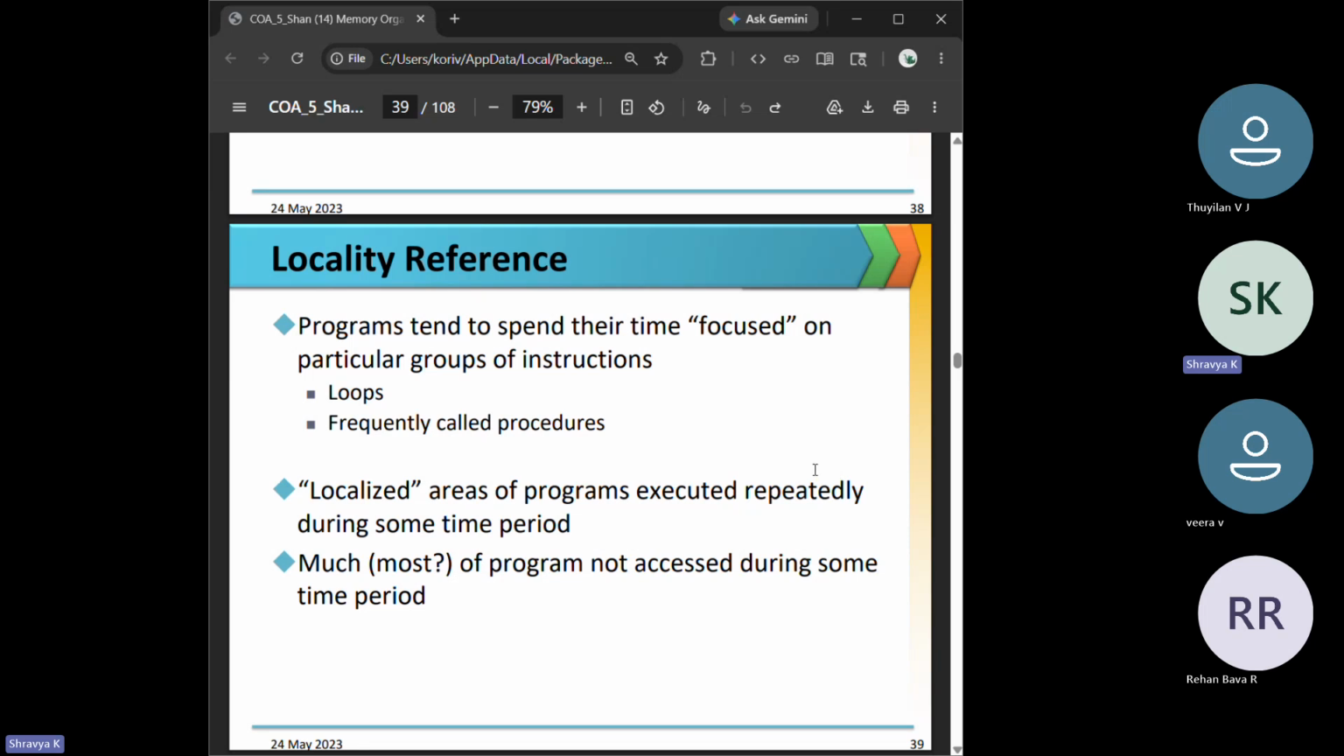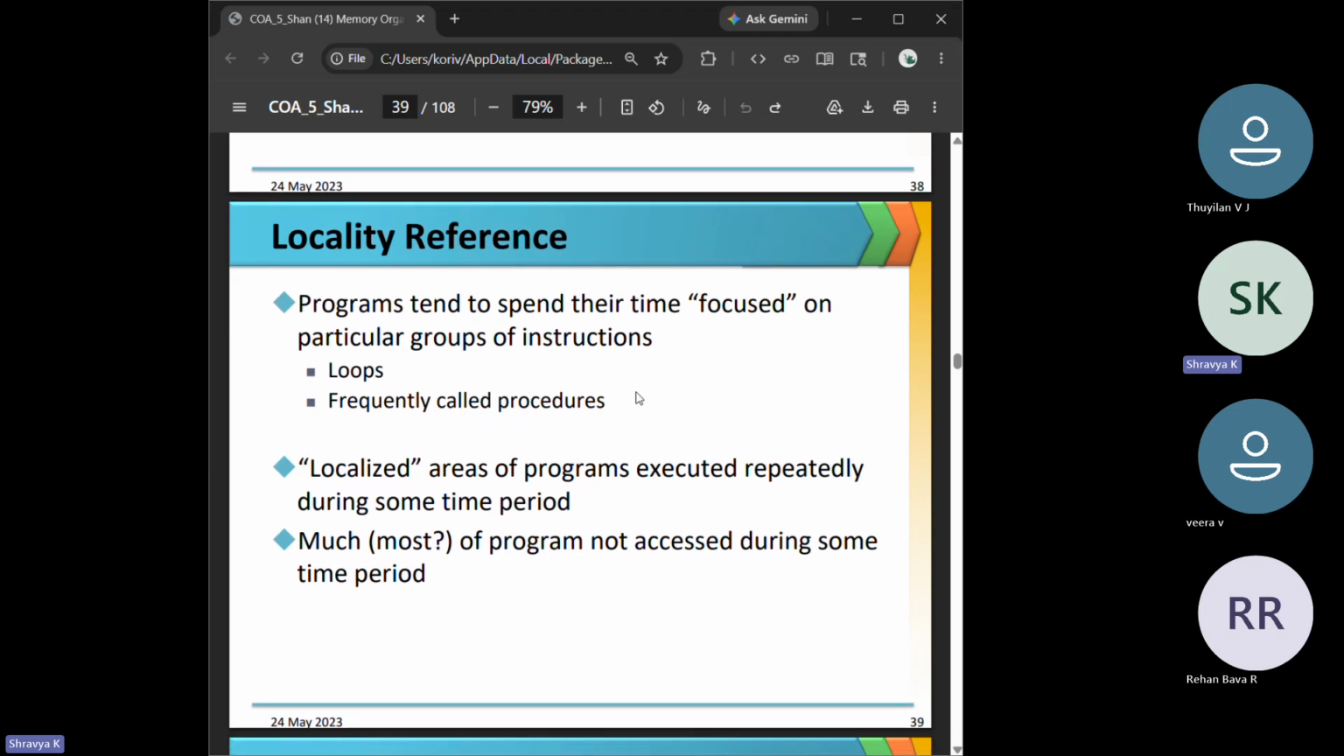So this is quite an important topic where we exploit an important property of the way things are arranged, which is that programs tend to spend their time focused on particular groups of instructions. When you have, for example, a loop or frequently called procedures, you will be repeatedly using a certain set of instructions. So it makes sense to put those frequently used instructions in the more expensive and smaller memory that is closer to the processor, so it's faster.